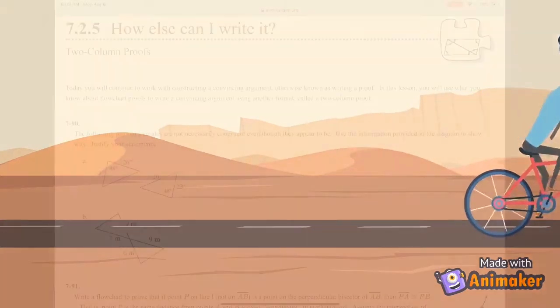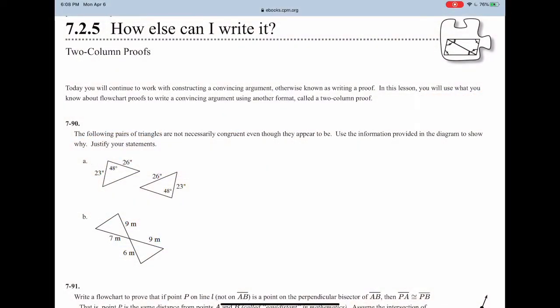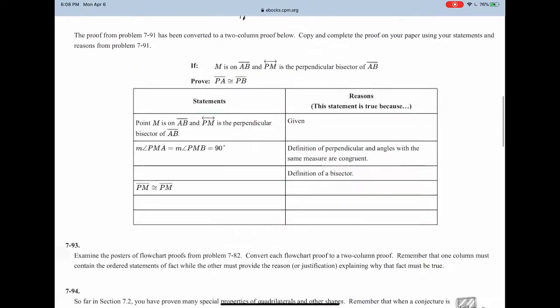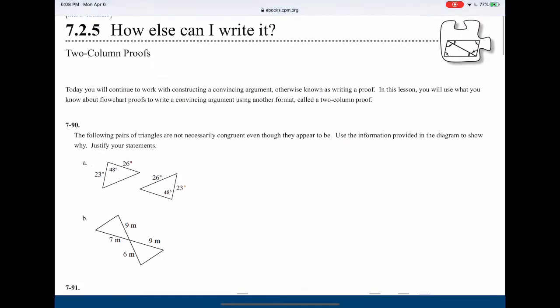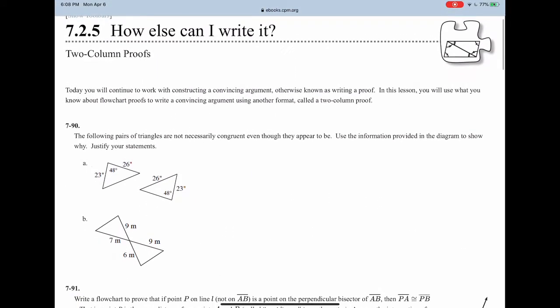Whatever. Let's get started. Lesson 7.2.5, how else can I write it? Two-column proofs. I'm going to read today's lesson introduction. Today you will continue to work with constructing a convincing argument, otherwise known as writing a proof. In this lesson, you will use what you know about flowchart proofs to write a convincing argument using another format called a two-column proof. Now, while this lesson has some really good problems, we're actually not going to do them exactly as they are. We're going to simplify it a lot.